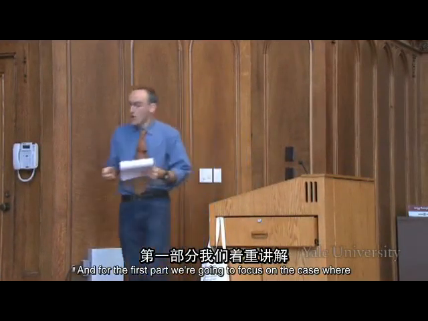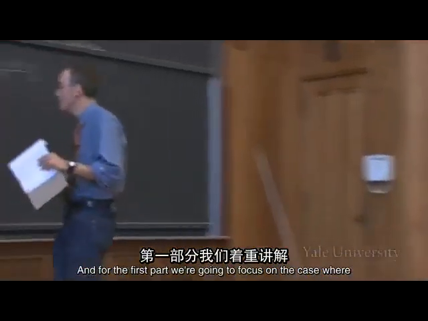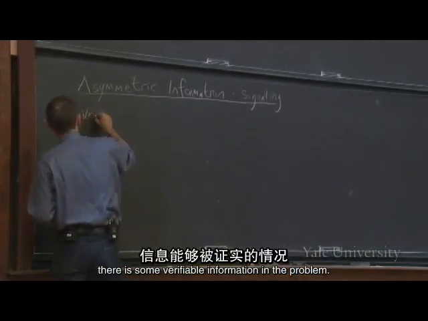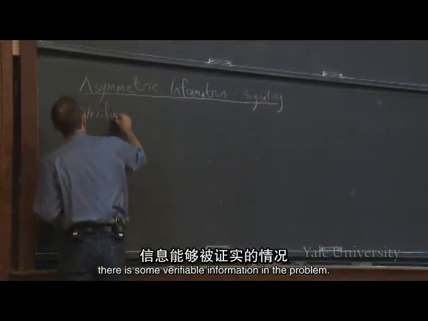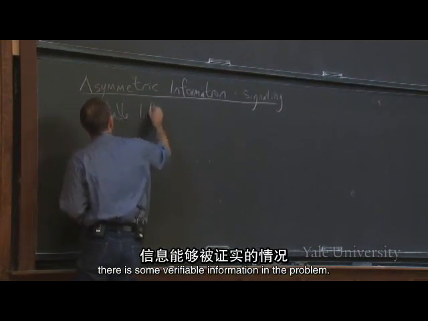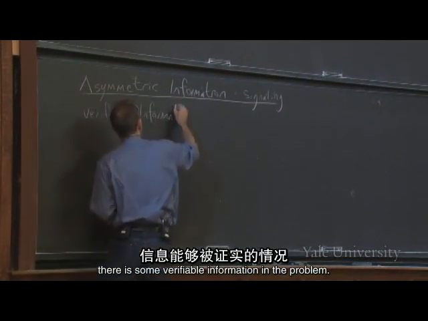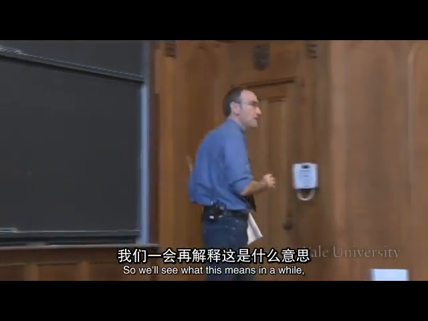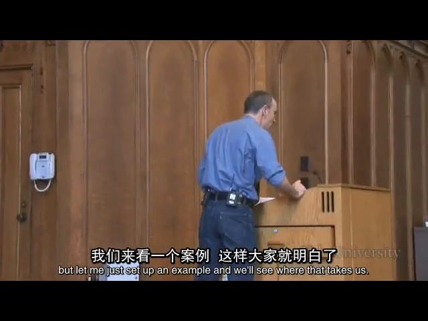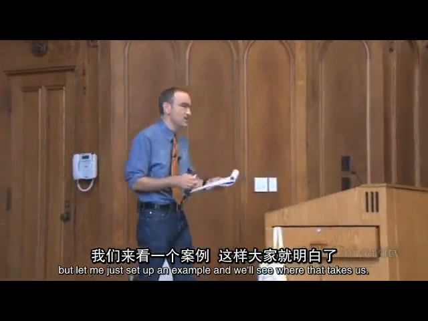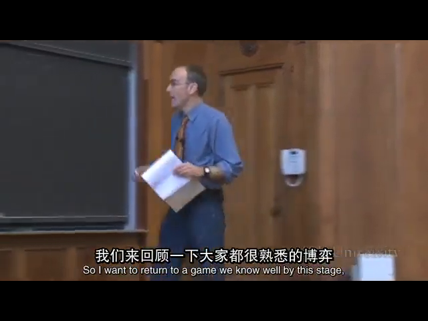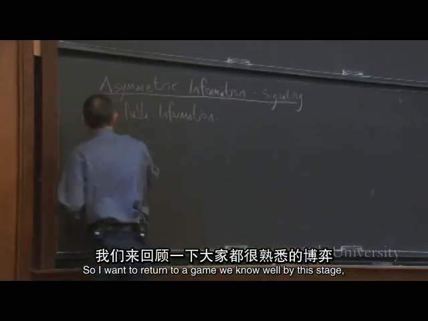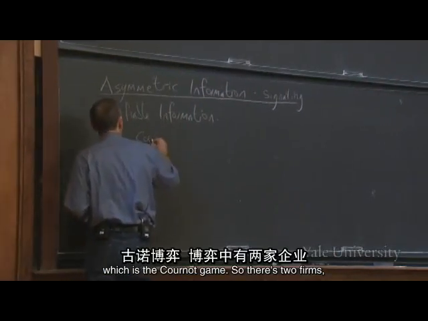And for the first part, we're going to focus on the case where there is some verifiable information in the problem. All right, so we'll see what this means in a while. But let me just set up an example, and we'll see where that takes us. So I want to return to a game we know well by this stage, which is the Cournot game.